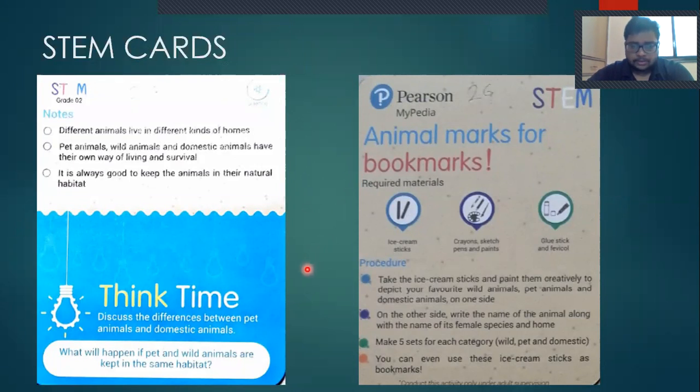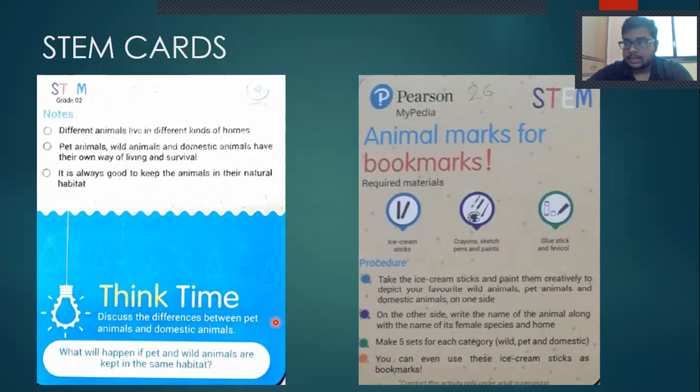There is a difference between pet animals and domestic animals. What are pet animals and what are domestic animals first? So, pet animals means the animals which you keep as a pet in your own house. But domestic animals means that because of those animals, we can get some revenue. Okay, we can get some money.